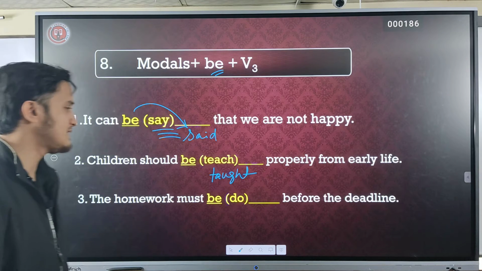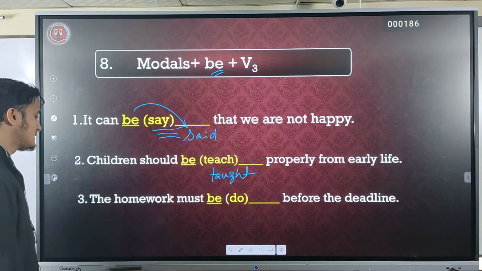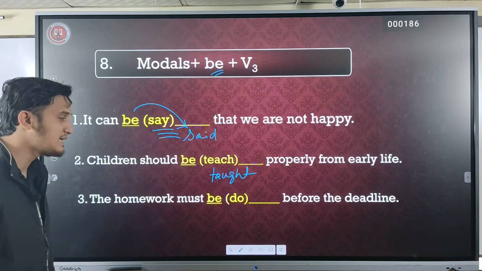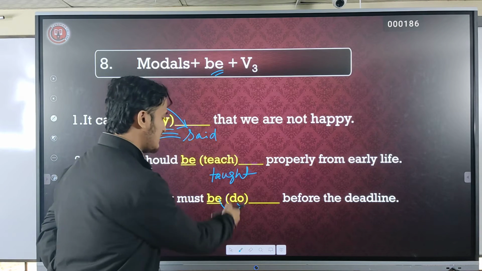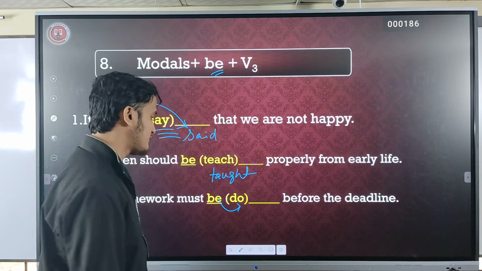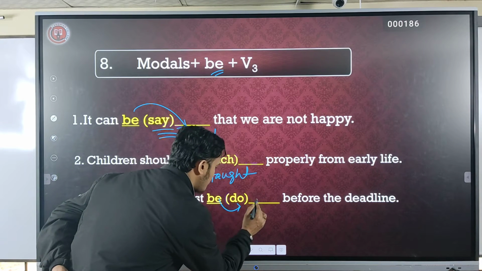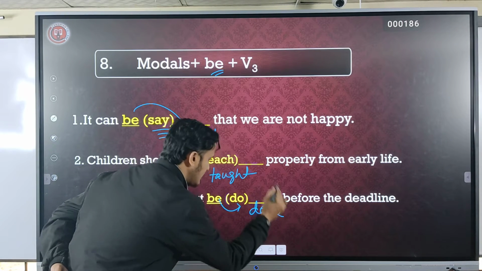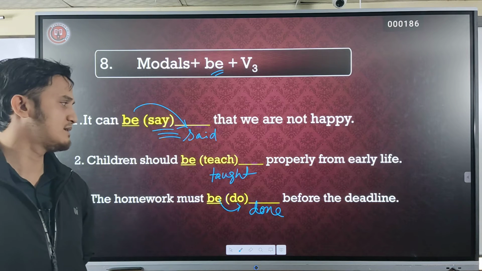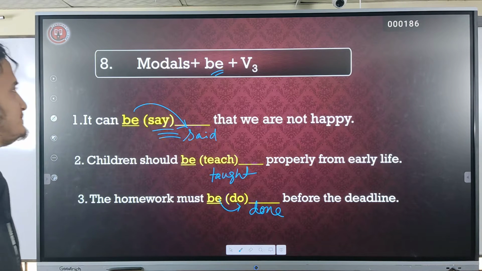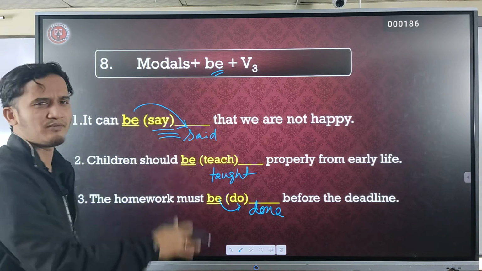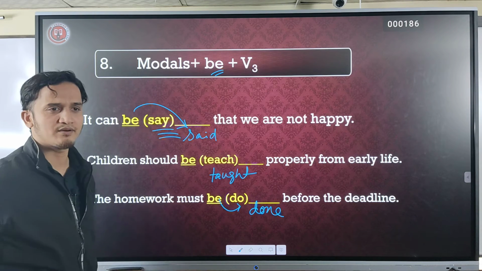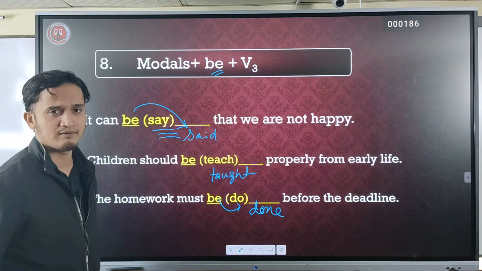Clear? Another example for you. The homework must be. What can you write? There is the word be. That means the problem verb should be transformed into past participle form. We can write done. The homework must be done before the deadline. Clear? I think it's clear to you now. Just write them down. Write the structure down in your notebook.